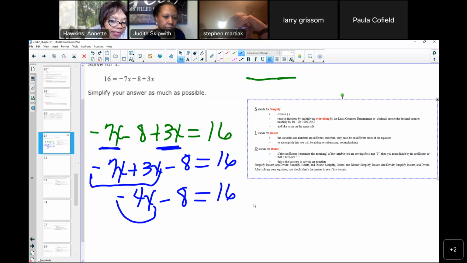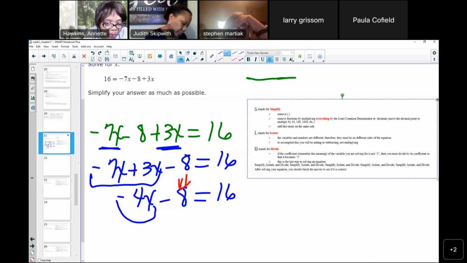This is my equation. This is the left side of the equation. This is the right side of the equation. Variables and numbers cannot be on the same side. So this is out of place. It cannot be over on the left-hand side. So therefore, I have to remove it.